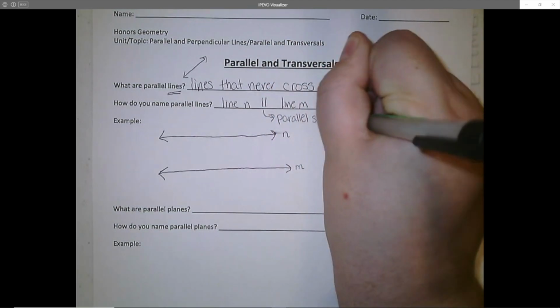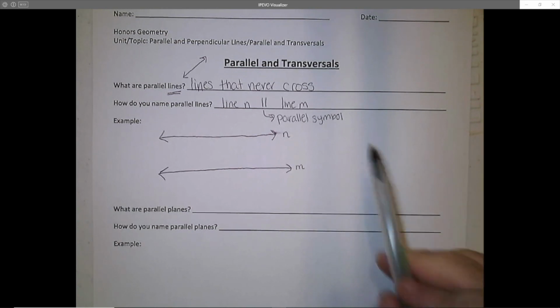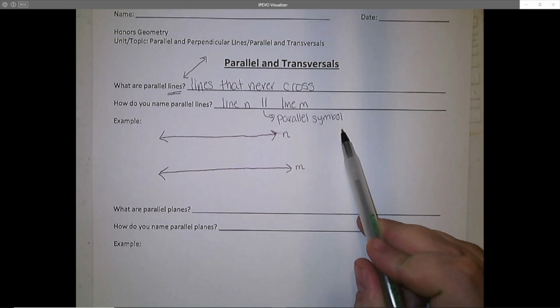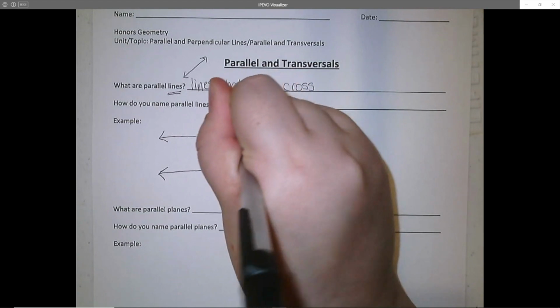So now, how do I know if I'm dealing with parallel lines? We talked a lot about that in Unit 1, like how do I know that I have a midpoint? How do I know that I have an angle bisector? So now comes the question, how do I know that I have parallel lines? Well, the first way is you're told in the problem that the lines are parallel.